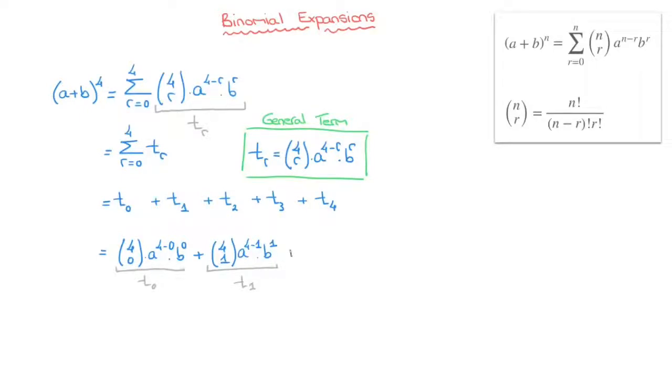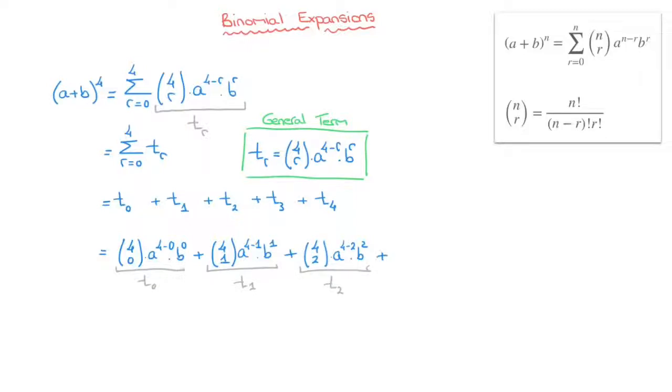I carry on and add the next term, which is t sub 2, and in a similar way, all I need to do is replace every single r I see inside the expression by 2. So that would be the binomial coefficient 4 choose 2 times a raised to the power of 4 minus 2 times b raised to the power of 2. And that's t sub 2 taken care of.